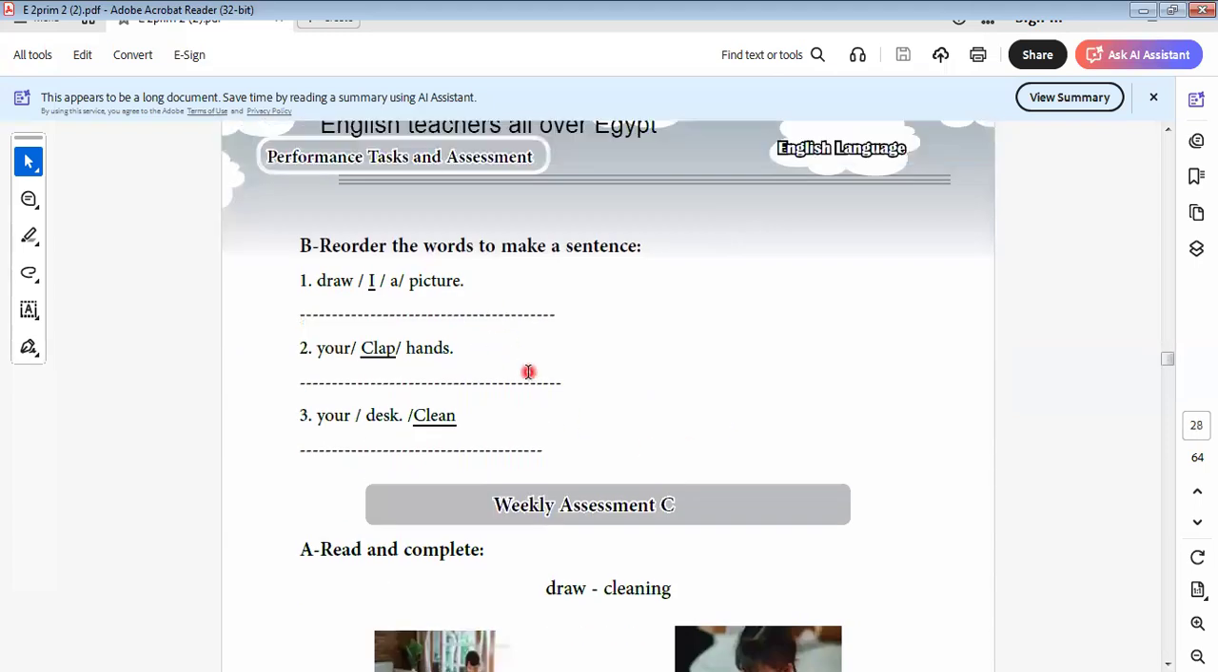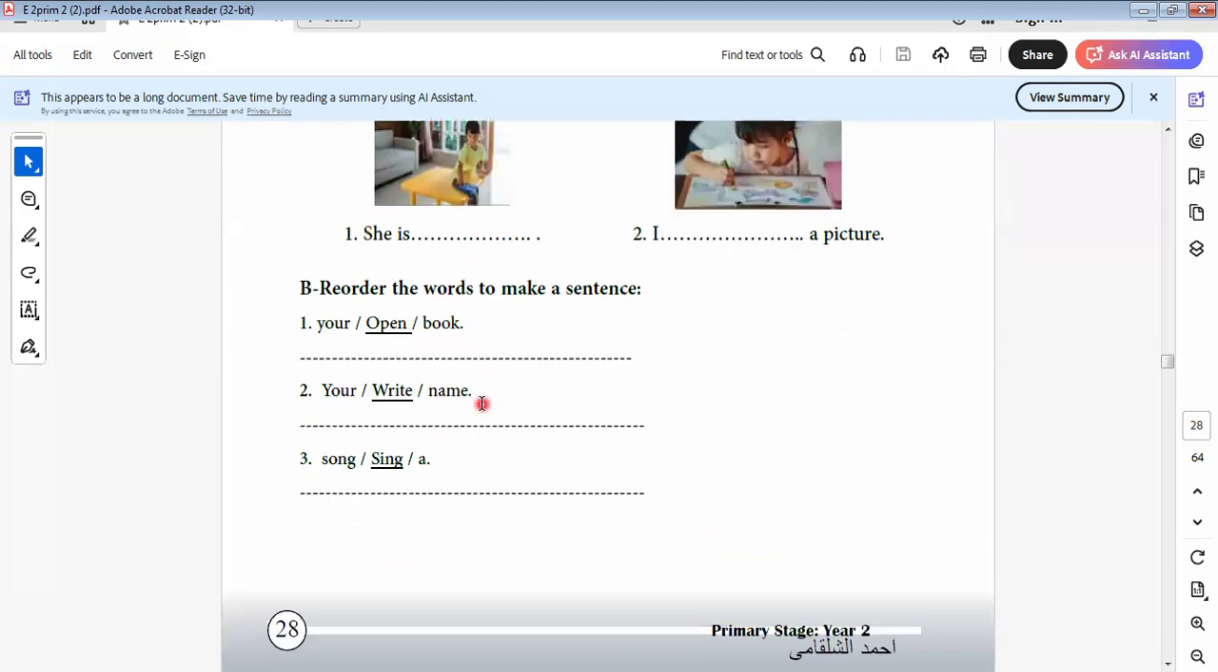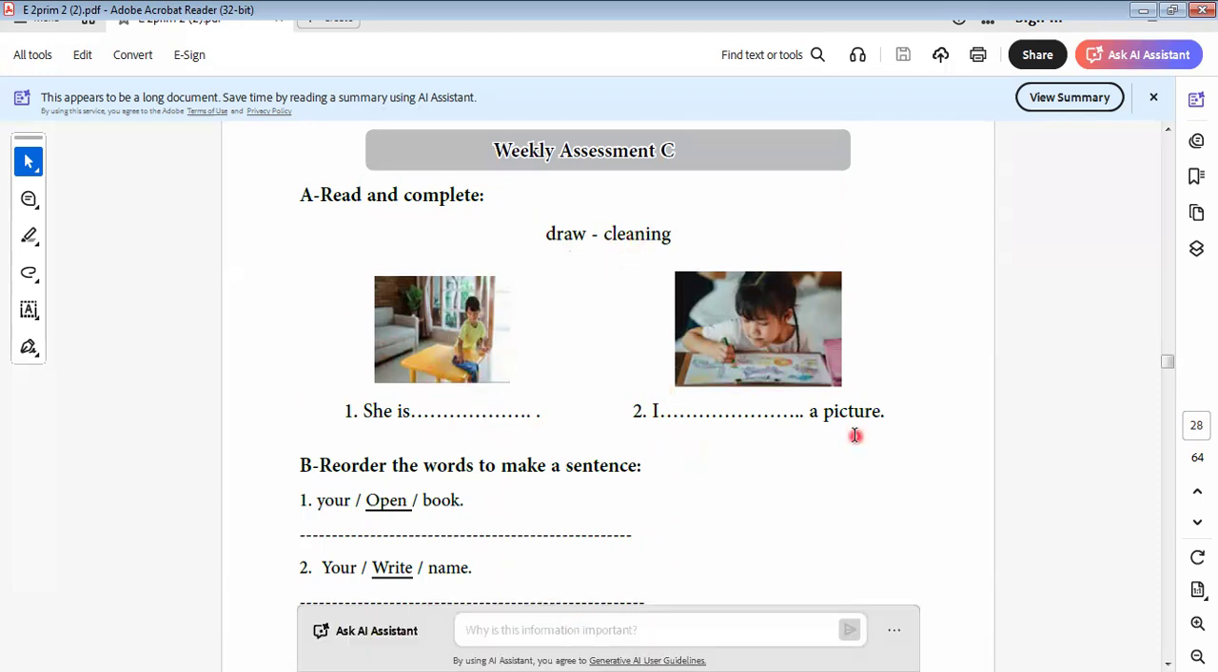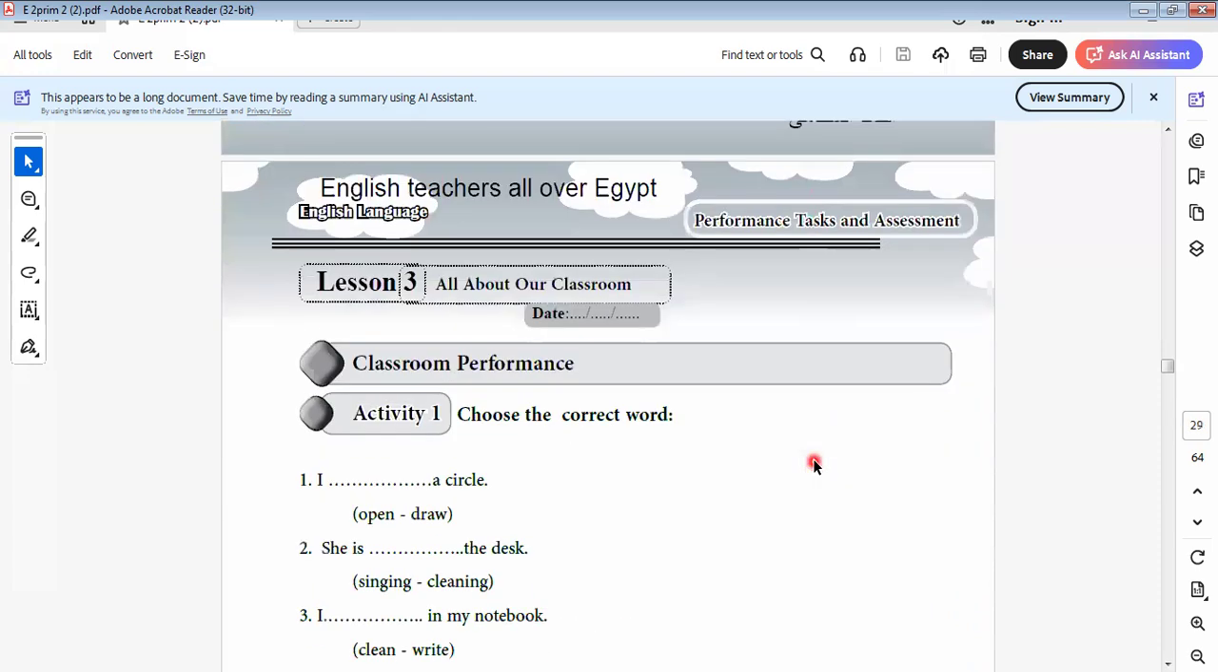Okay, let's go to another one here. Here it will be the rearrange. It will be here subject, verb, object. What can I do with this sentence? Here it will be I draw a picture. Clap your hand. Okay, I will leave the rest to do by yourself. Here, what are these children doing? The first one doing what? Cleaning. The next one is I draw a picture. Okay.